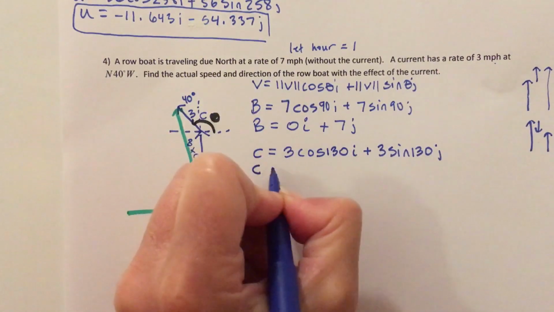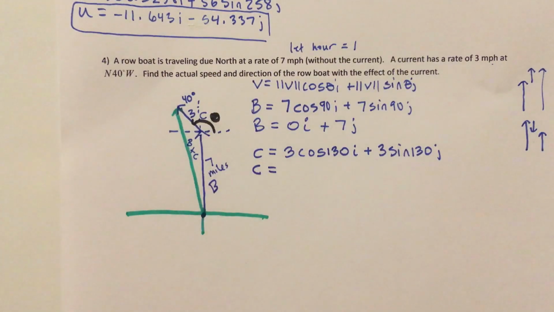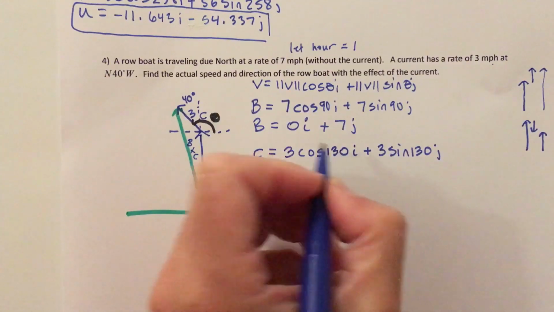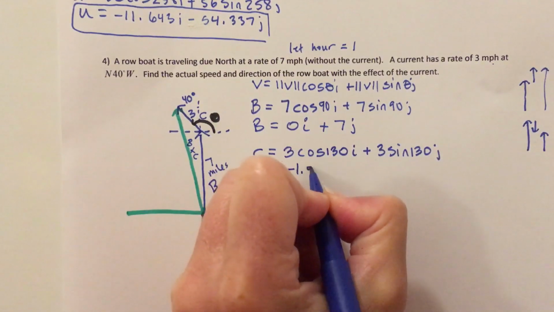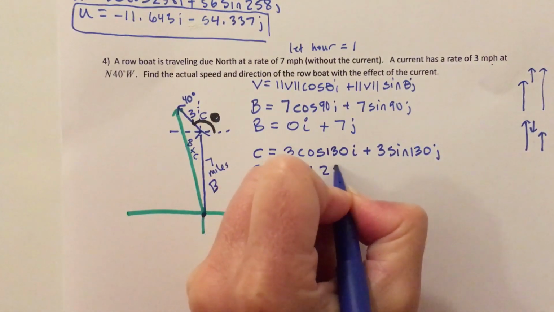All right, so unlike on the boat, the 130 is not on the unit circle, so you do have to use a calculator for this. You just type in 3 cosine 130 into your calculator and you get negative 1.928i.